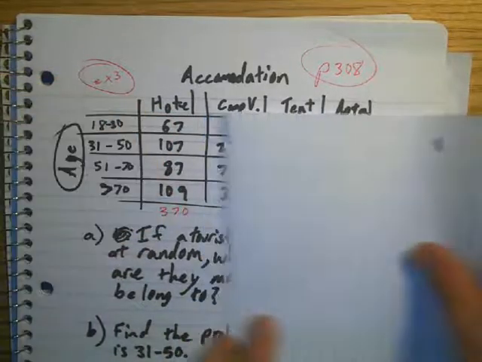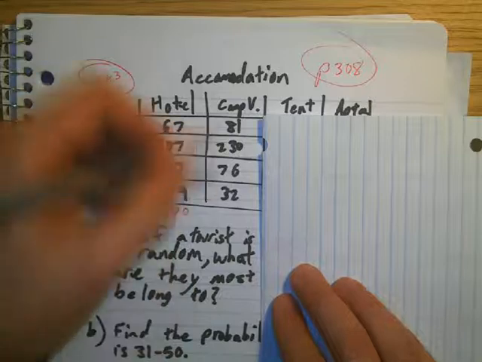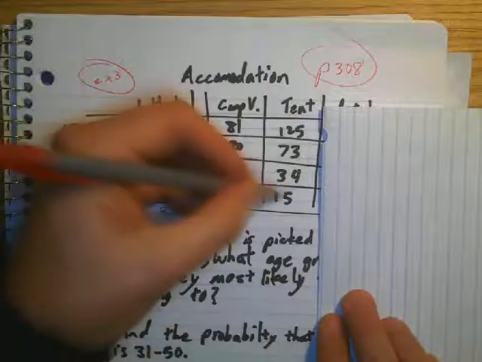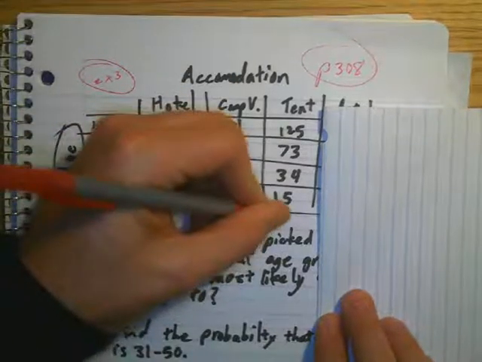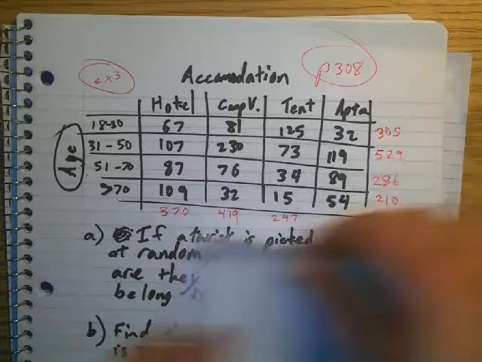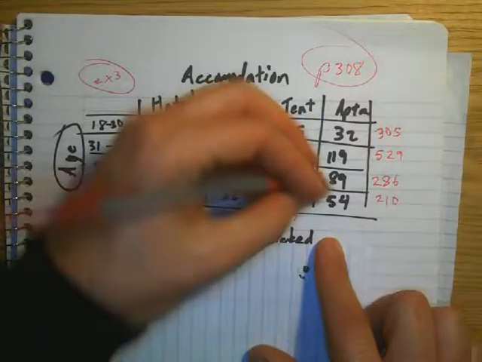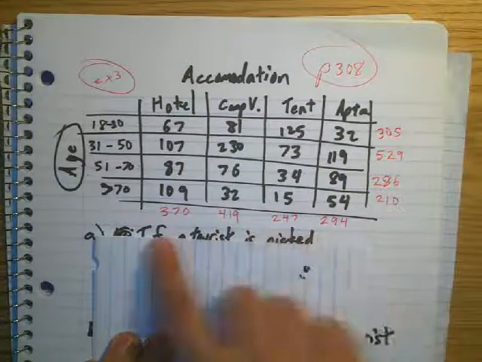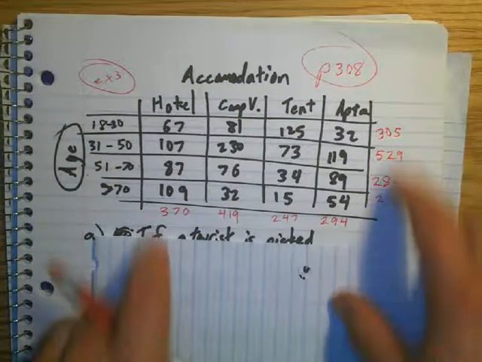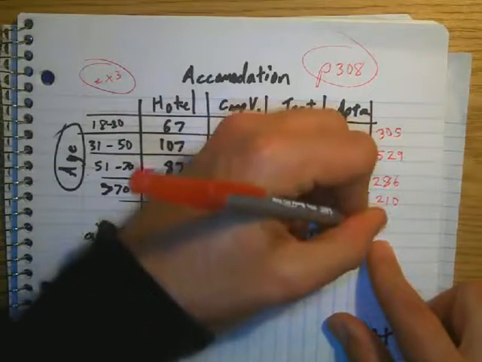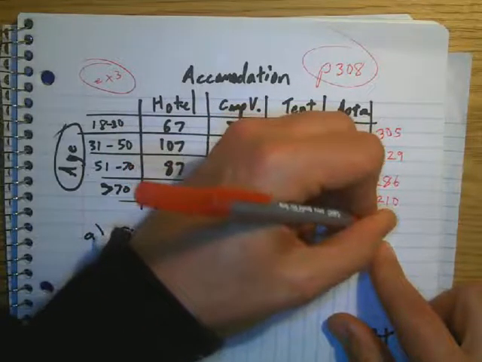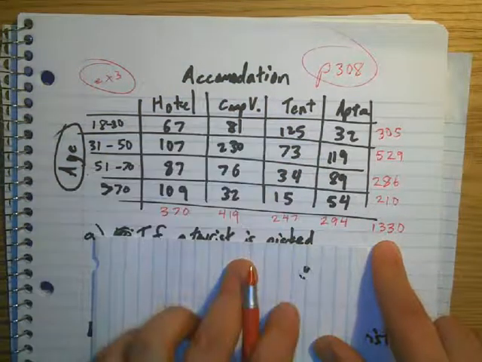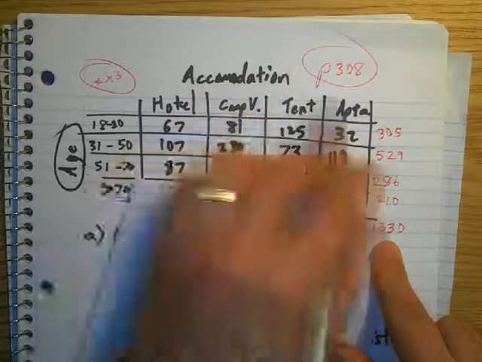How many people are staying in camper vans? We add all this together, we get 419. How many people are staying in tents? You add all these together, you get 247. And then how many people are staying in apartments? You add all these together, and you get 294. You can add this bottom row together, or add this column together. You should get the same number. The total number of people is 1,330. So this is the total number of people coming to town of all ages and staying at all places.